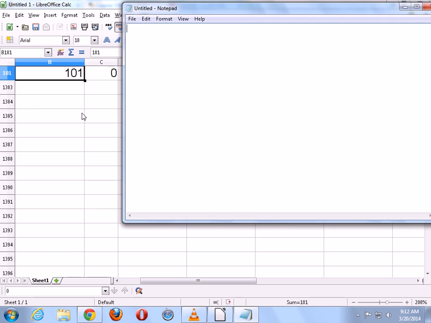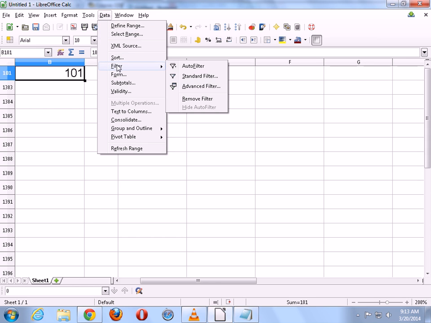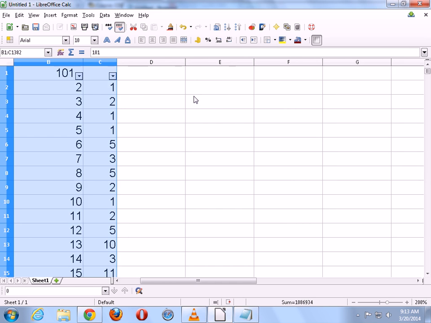Okay, so now we want to. Now, how do I cancel out the filter effect? You can always go to filter and remove it. It's different from Excel, right? Excel is also very useful. There are lots of useful features in the spreadsheet.